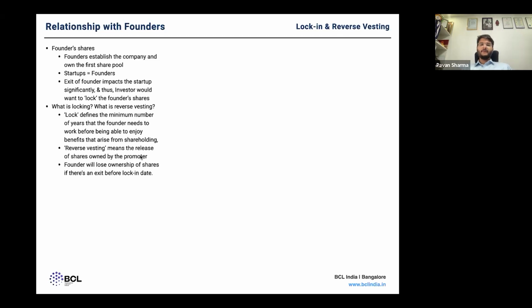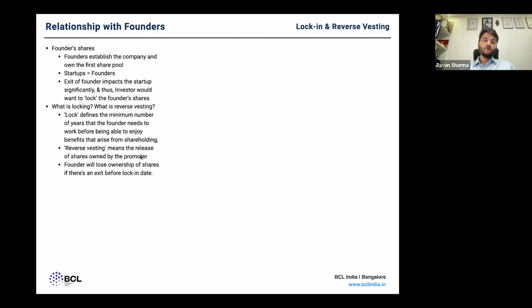Lock-in basically means the minimum number of years that the founder will have to spend within the company before the founder is able to transfer shares to a third party or before an exit event. After the founder has gone to the investor, has sold the idea to the investor, the investor likes the idea, decides to invest and puts money in the bank account, the next day the founder cannot pack bags and leave saying, I'm done.